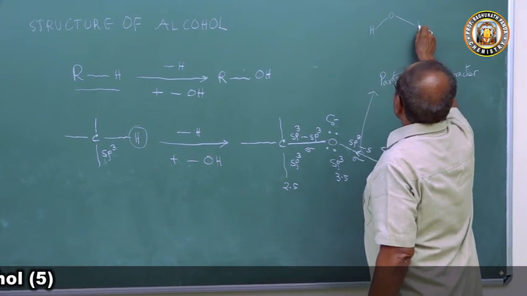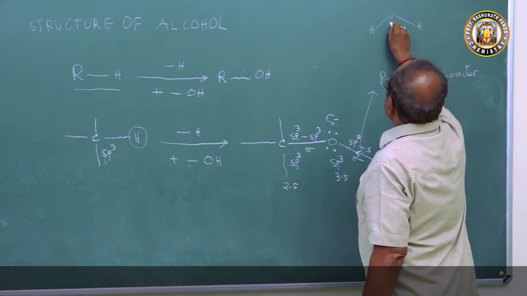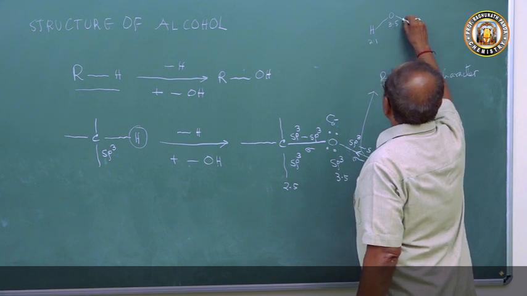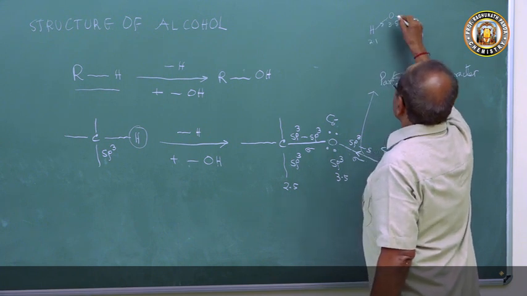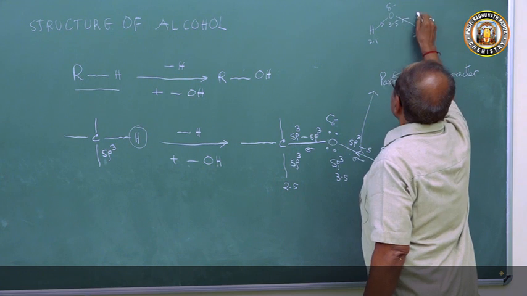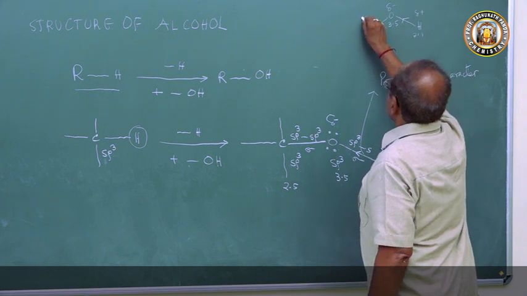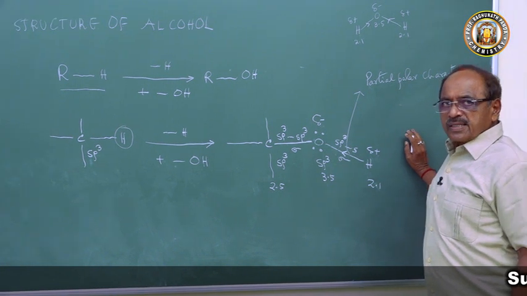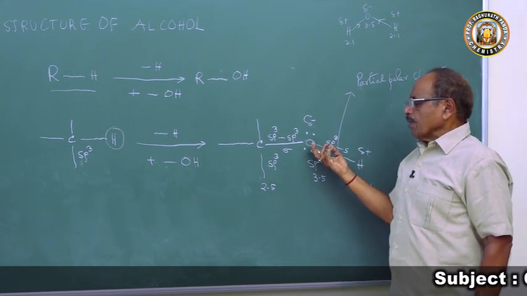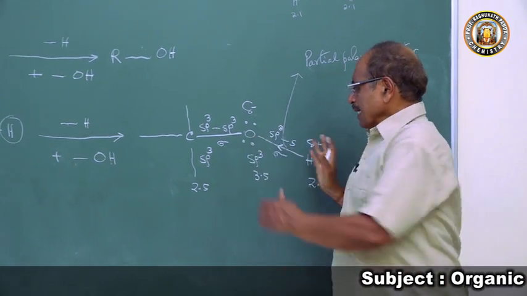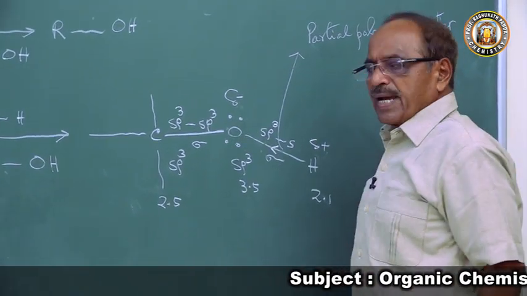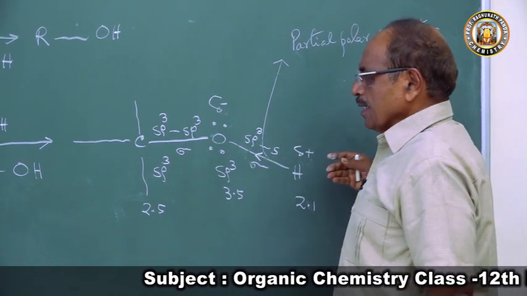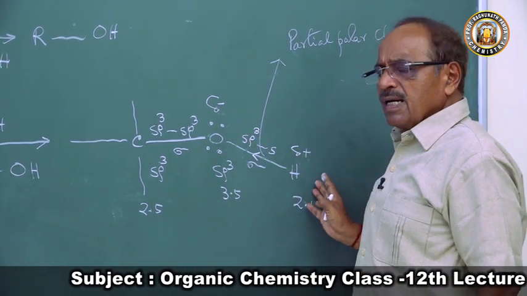If you come to water, H-O-H, the electronegativity of oxygen is 3.5 and hydrogen is 2.1, so the electron pair drifts towards oxygen. Oxygen gets a delta negative charge and hydrogen gets a delta positive charge. The same thing happens here. So a dipolar character develops because of this drift of the electron pair towards the oxygen atom. This means there is a polar part of the alcohol.